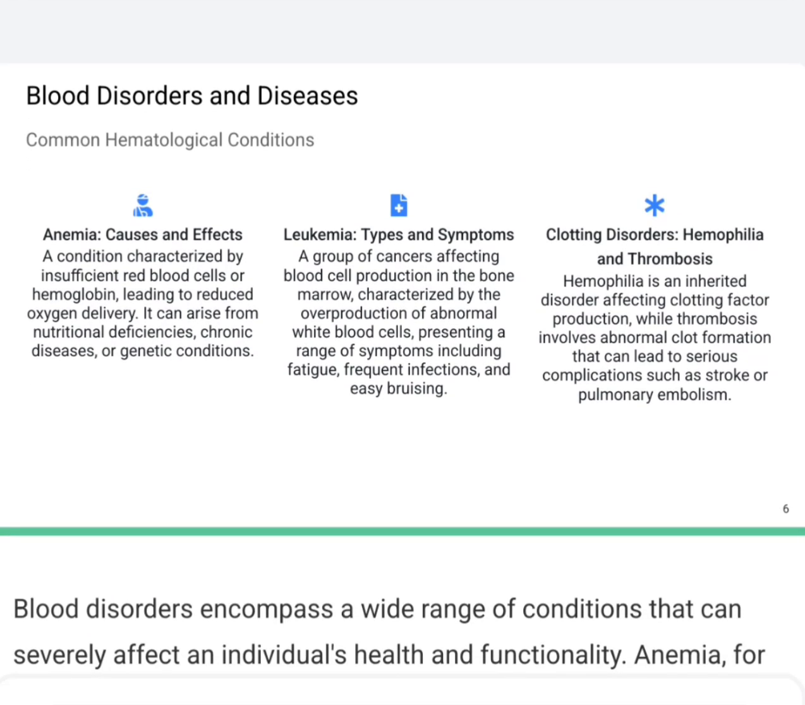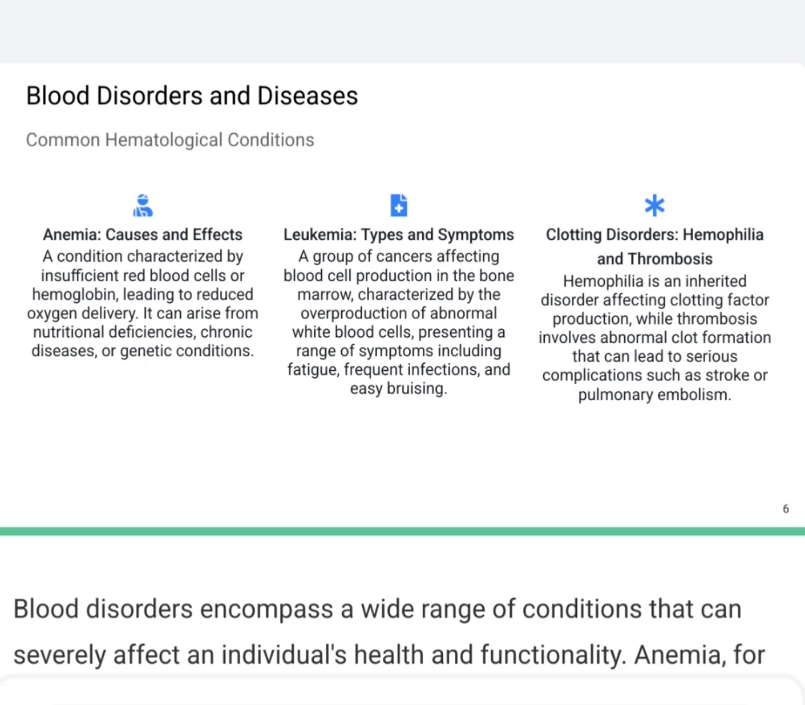Blood disorders and diseases. Common hematological conditions are anemia, leukemia, and clotting disorders. Anemia, causes and effects: a condition characterized by insufficient red blood cells or hemoglobin, leading to reduced oxygen delivery. It can arise from nutritional deficiencies, chronic diseases, or genetic conditions.